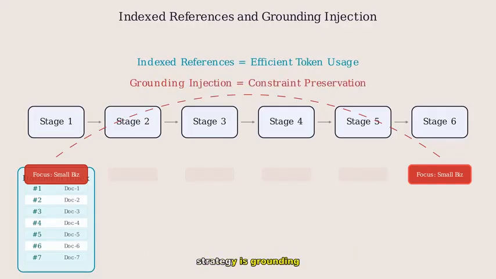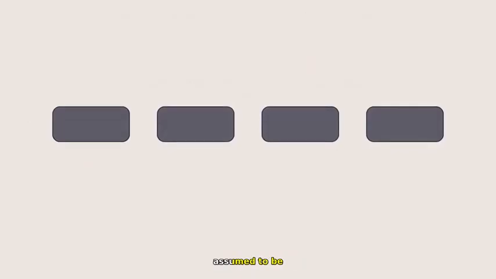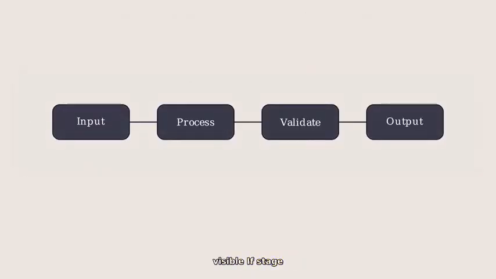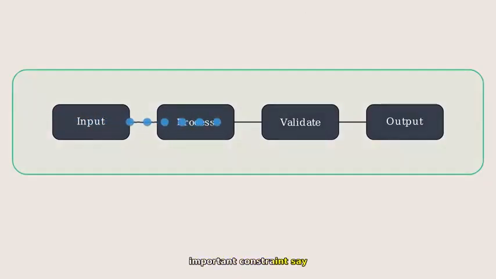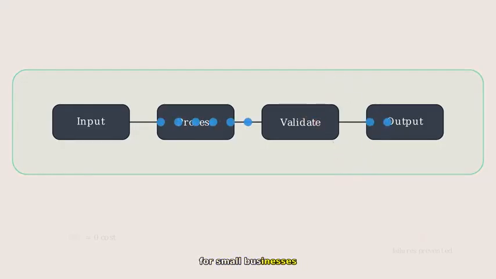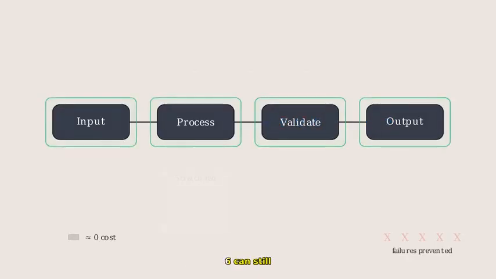The fourth strategy is grounding injection, where critical constraints from early stages are re-injected into later stages explicitly, rather than assumed to be visible. If Stage 1 established an important constraint, say, the analysis must focus on implications for small businesses, not enterprise companies, don't assume Stage 6 can still see that. By Stage 6, it might be deeply buried in accumulated context.